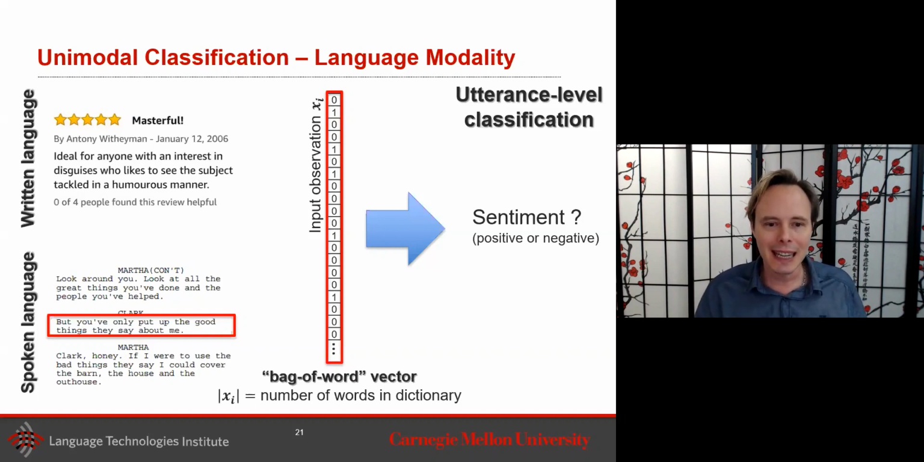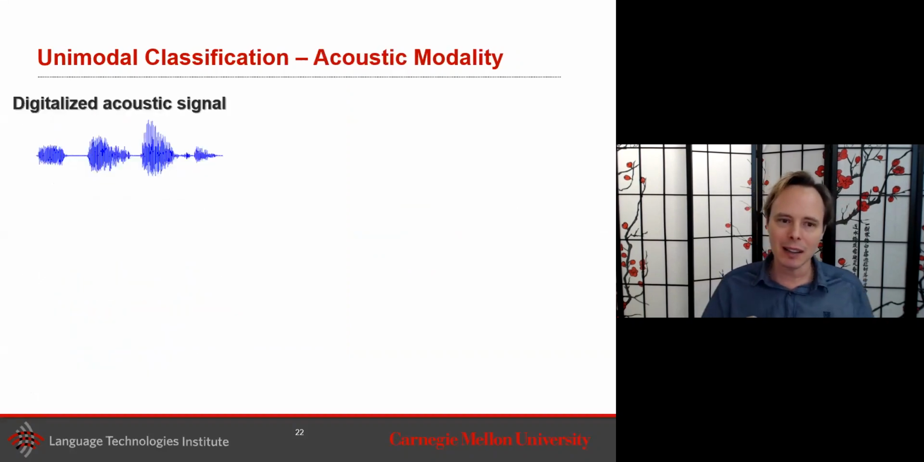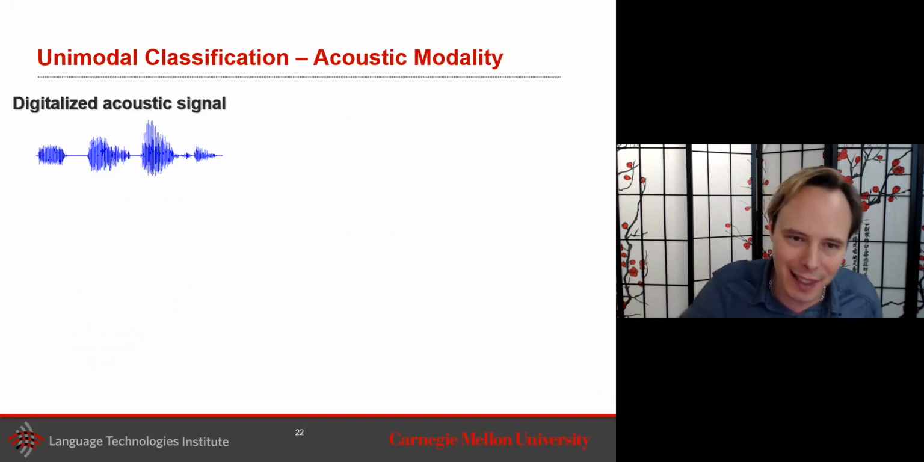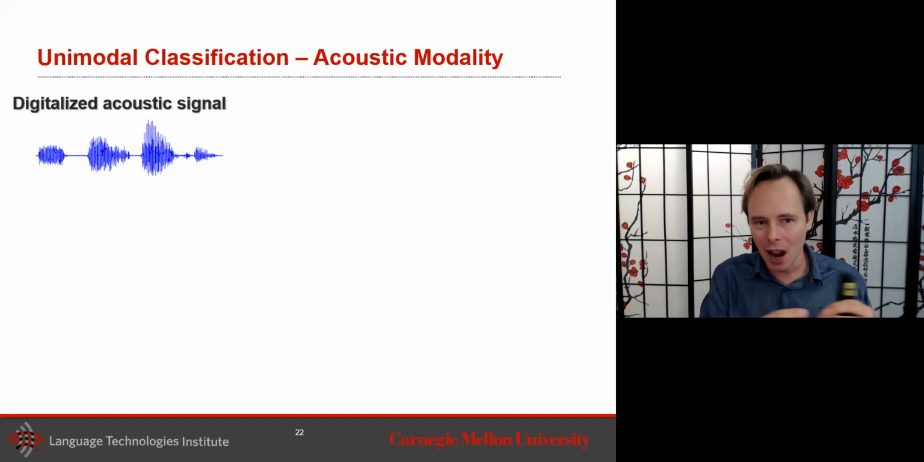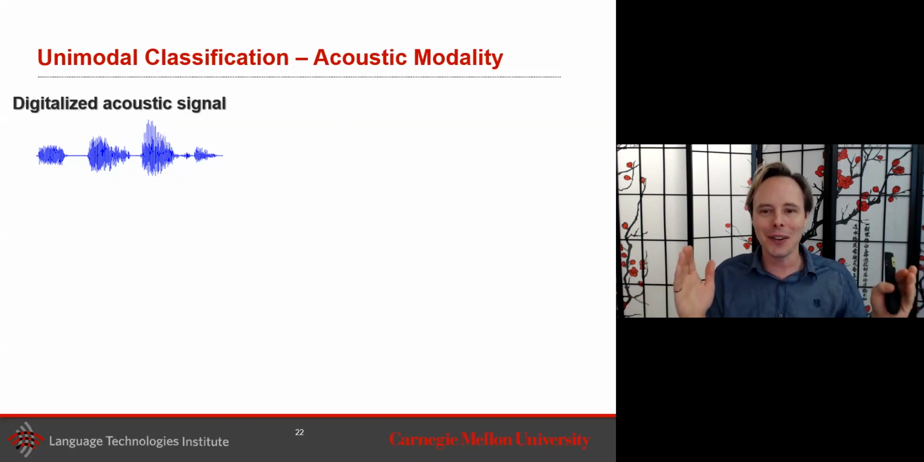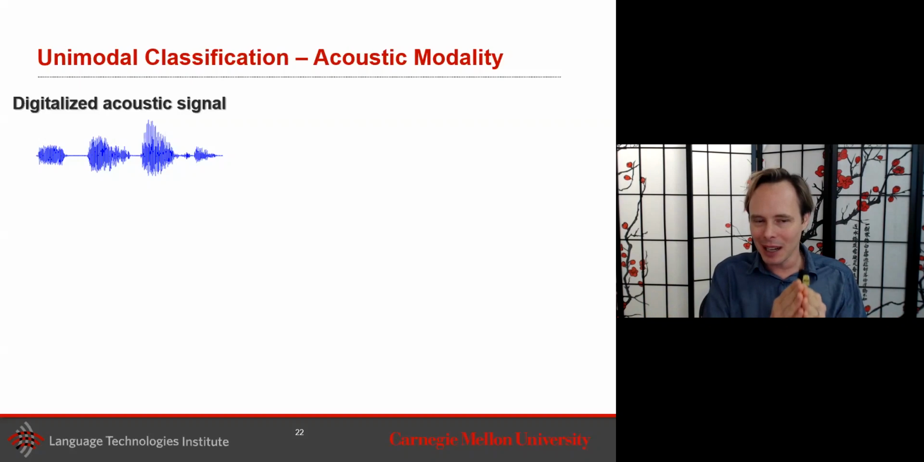So this is the idea for language. And I would also like to talk about acoustic modality. So you're listening to someone, you have this audio. What is the most basic or the raw representation of audio? Think about it for a second. What is that representation? I see it in blue here.